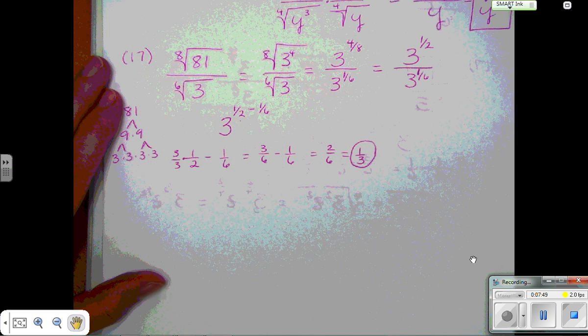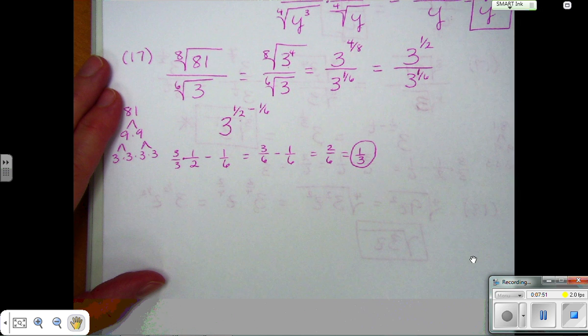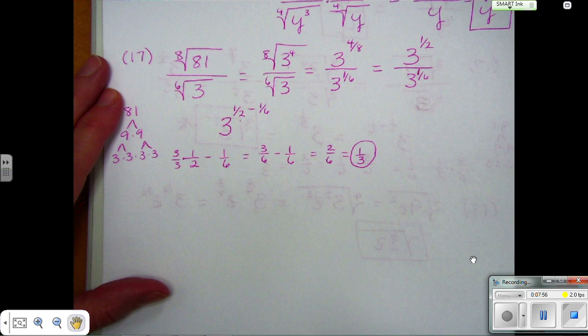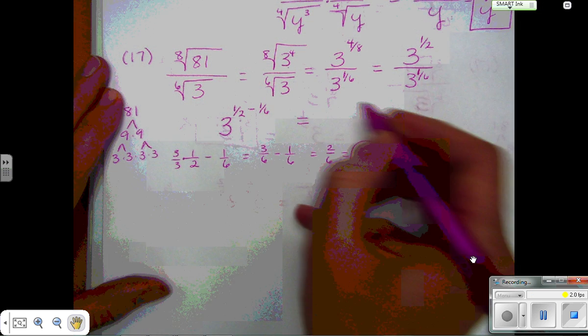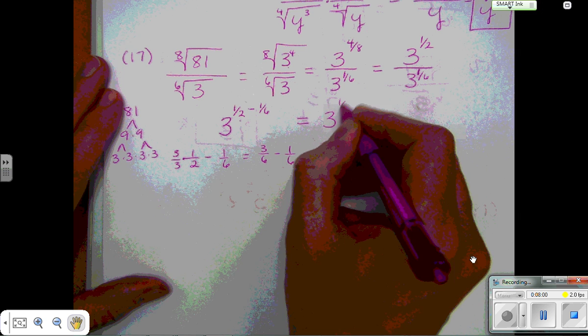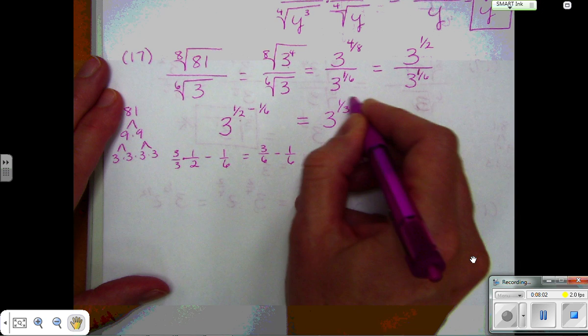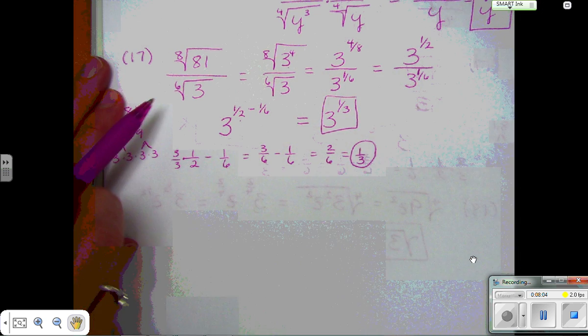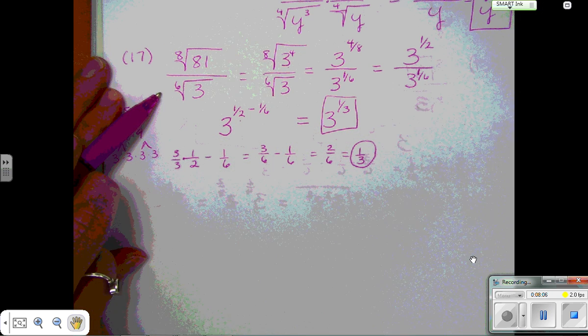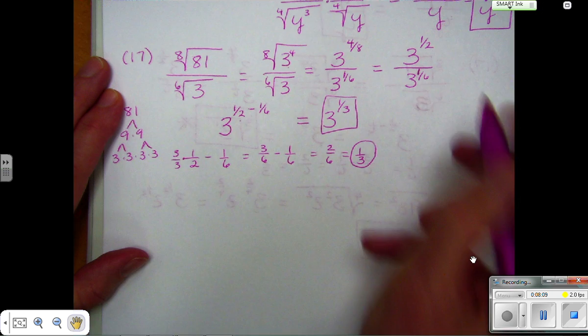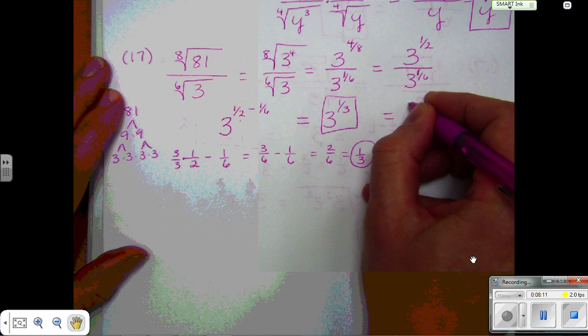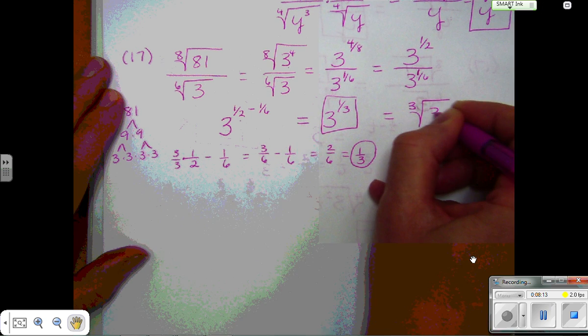And it makes a difference if it's positive or negative, right? This one's positive, so that means that I don't have any radicals in the denominator. My answer is just going to be 3 to the 1/3 power. Okay, your original problem was in radical form, so I'm going to rewrite this in radical form. I've got the cube root of 3, and that would be your final answer.